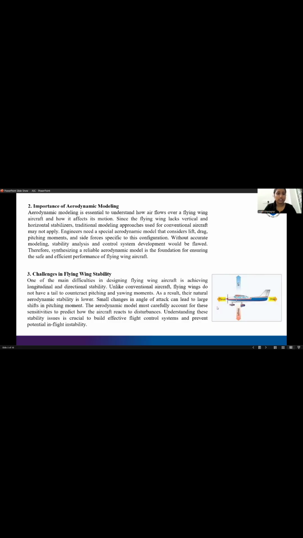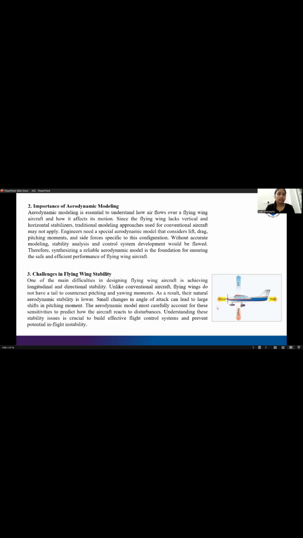Without accurate modeling, stability analysis and control system development would be faulty. Therefore, synthesizing a reliable aerodynamic model is the foundation of ensuring the safe and efficient performance of flying wing aircraft.